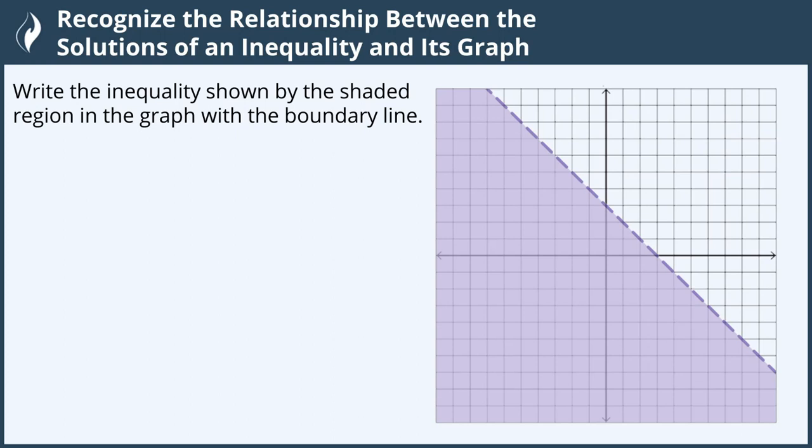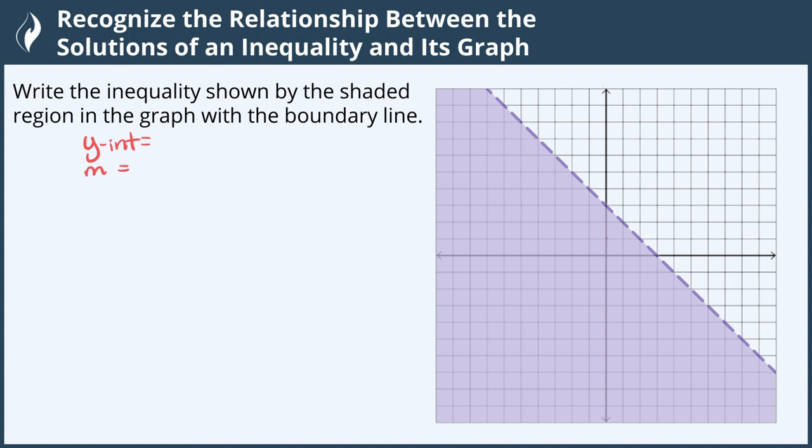Hi everyone! In this video, we will recognize the relationship between the solutions of an inequality and its graph. Write the inequality shown by the shaded region in the graph with the boundary line. The first thing we need to come up with is the equation of the line, and we need two things to do that. We need the y-intercept and the slope. Let's go look at our graph and find both of those.